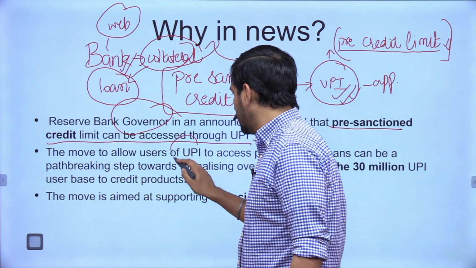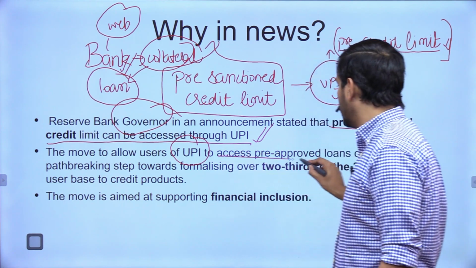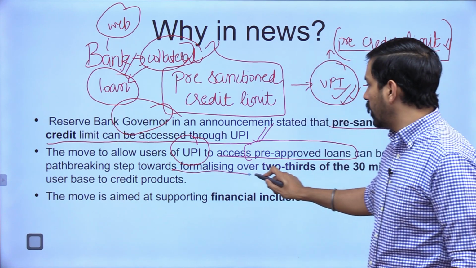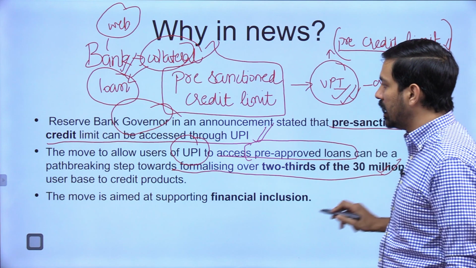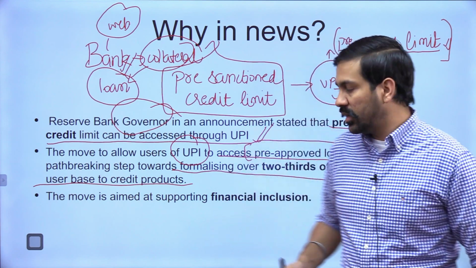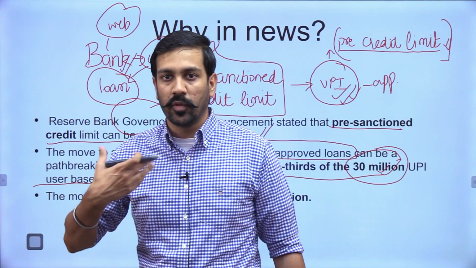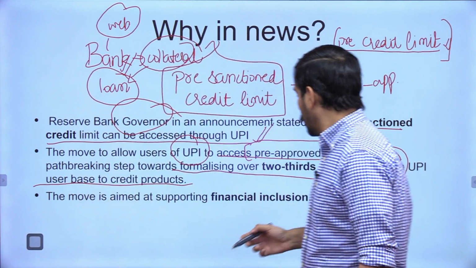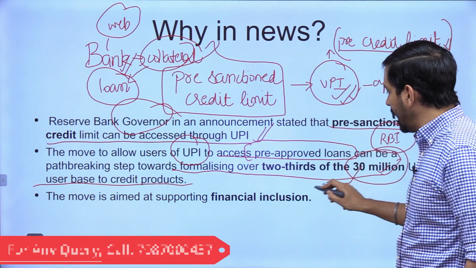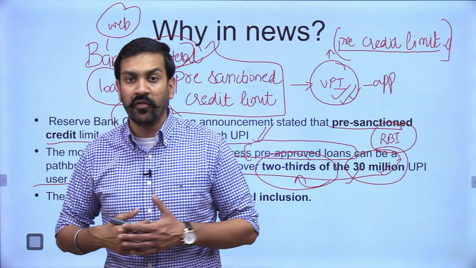Further, what does it say? What is the objective of this particular move? The move allows users to access this pre-approved loan, can be a path-breaking step towards formalizing 2/3 of 30 million UPI user base to credit products. As we know from this statistics that there is a 30 million UPI user base which goes through digital payments. Government and the RBI wants to formalize this system and at least want that 2/3 of these users should have access to some sort of credit facility.